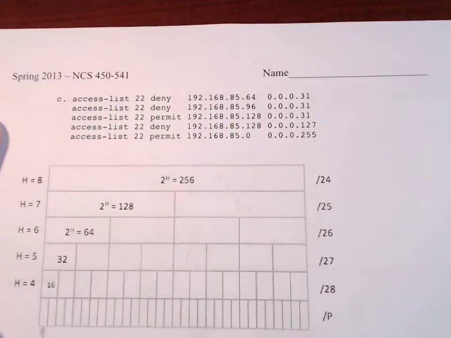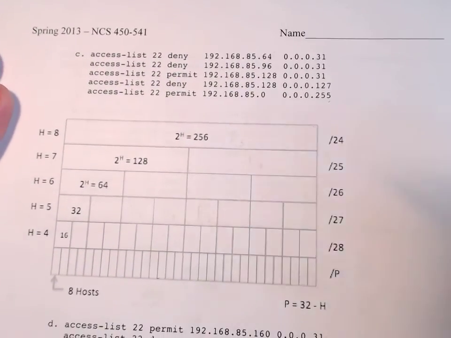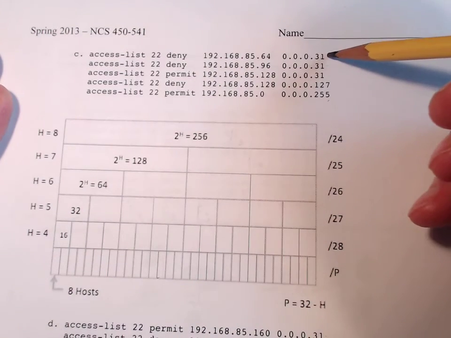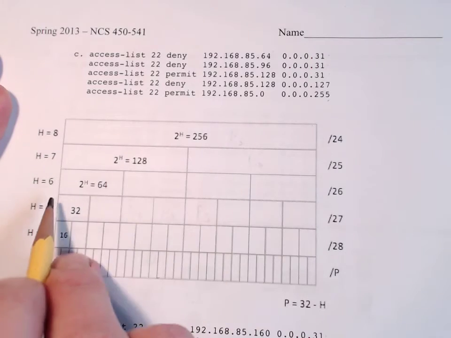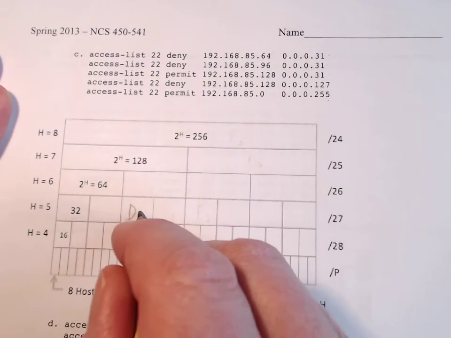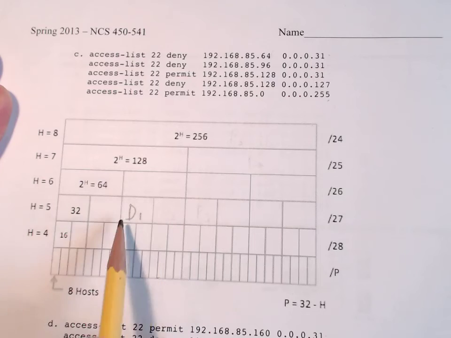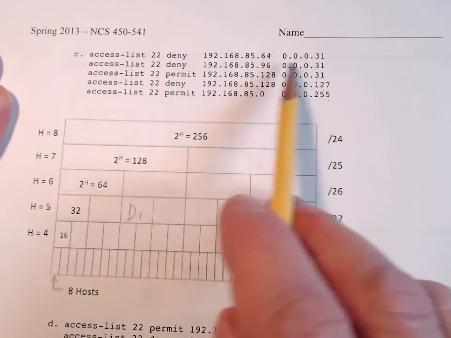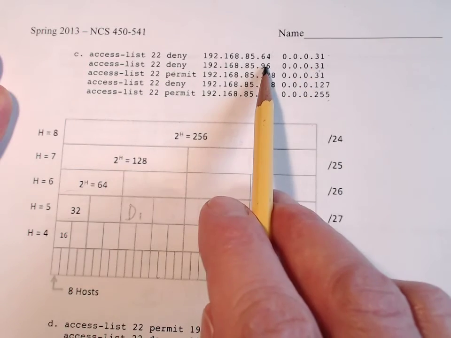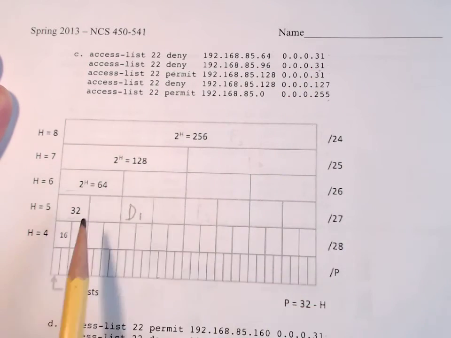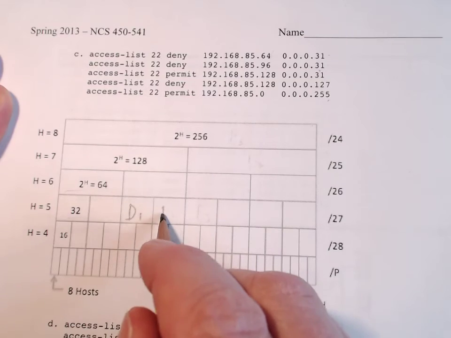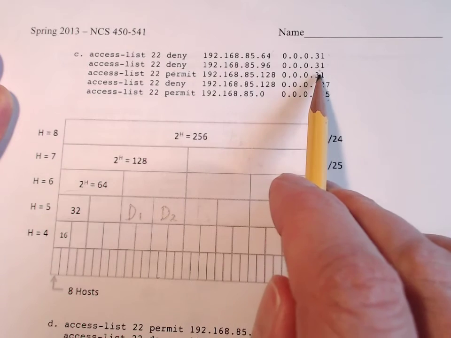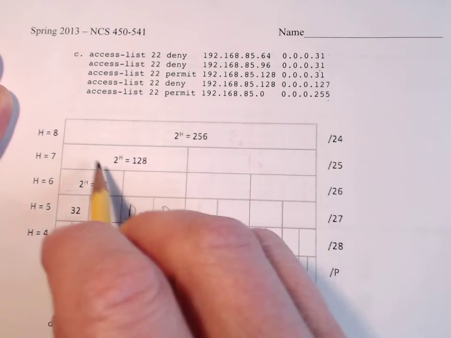Part C. We'll do the same thing. Again, it's very easy once you get the hang of it. In line 1, we're going to deny a block of width 32 starting at address 64. We're going to then deny a block of width 32 starting at address 96. 64 plus 32 is 96, so we're going to deny this block. Next, we're going to permit a block of width 32 starting at address 128.